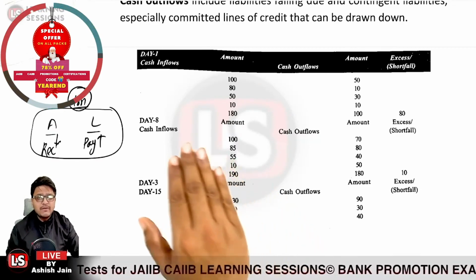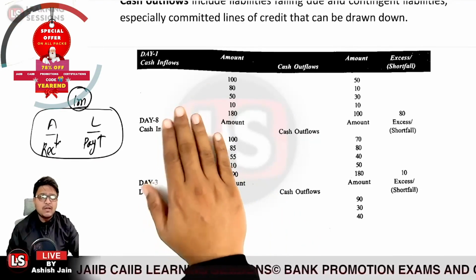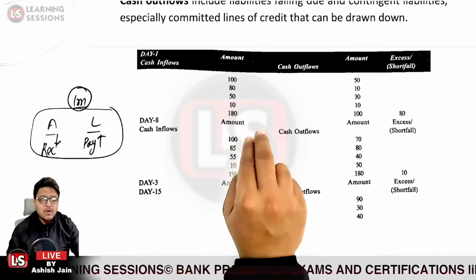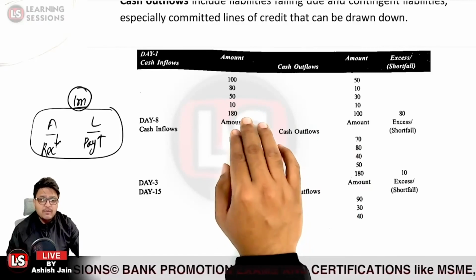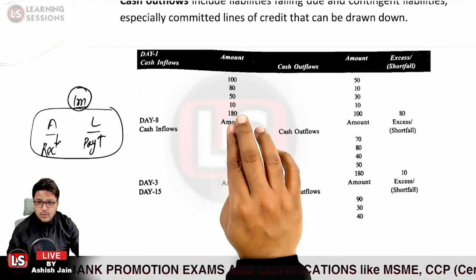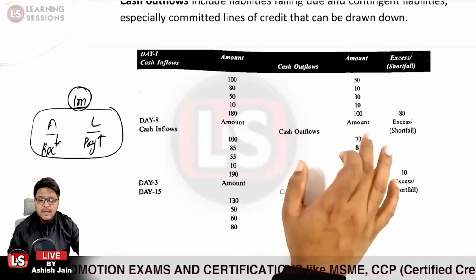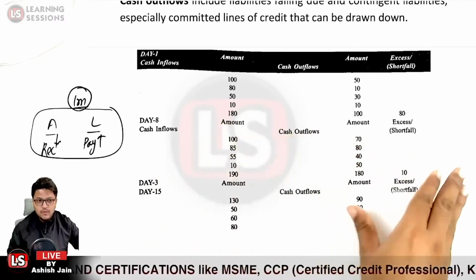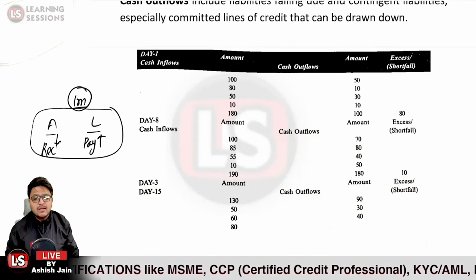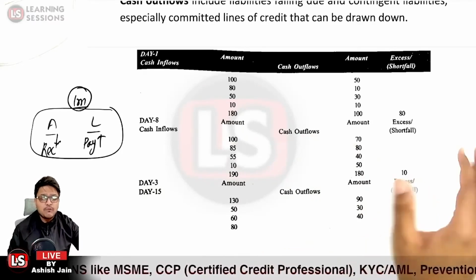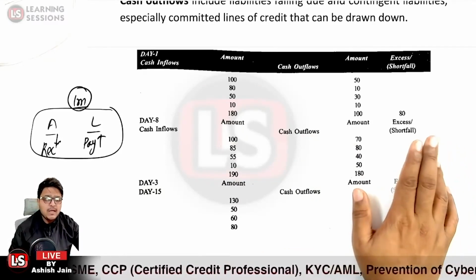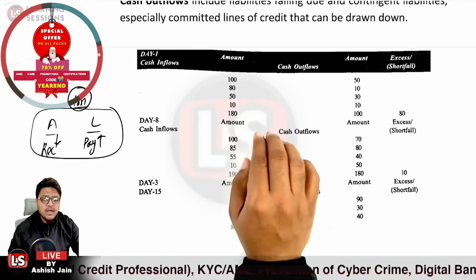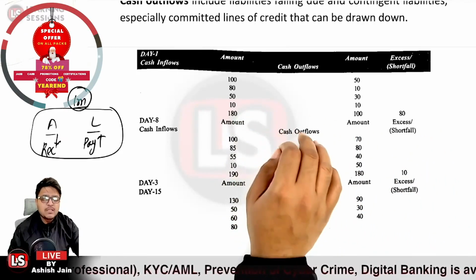So over here we have the amount of inflows for day 1, and the amount of outflows for day 1. This is the amount that we will be receiving, related to inflows, and the amount that we will be paying, related to the outflows. Again, for the different time brackets, the data is given over here. And on the very right, the excess or shortfall is mentioned. So it is the difference between these two.